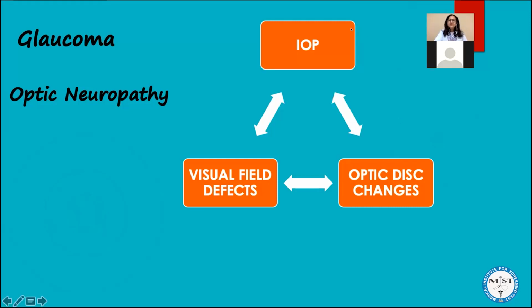So this triad, the intraocular pressure, optic disc changes, and visual field changes, is to be remembered when we talk about glaucoma. These three things have to be present: increased intraocular pressure, changes in the optic disc, and damage to the visual field, for a patient to be diagnosed as glaucoma. So this is the basic understanding about glaucoma.